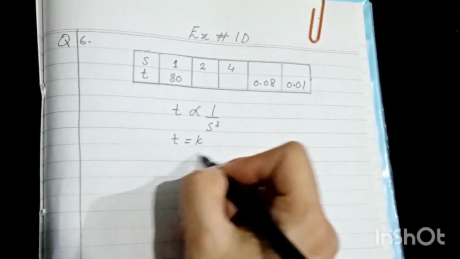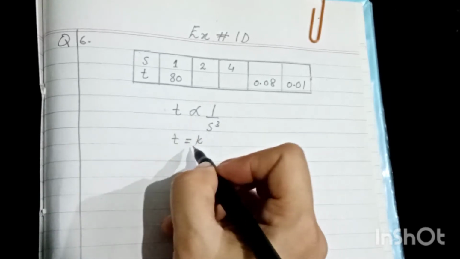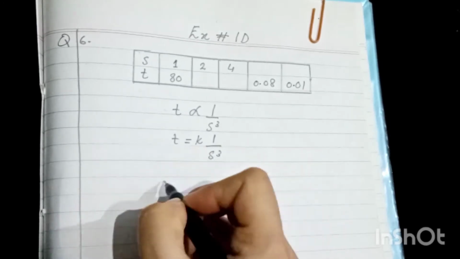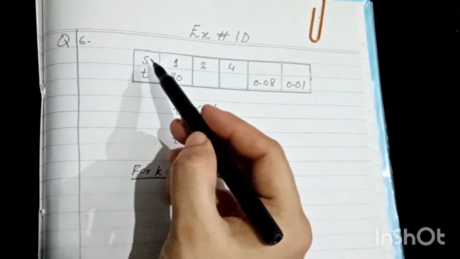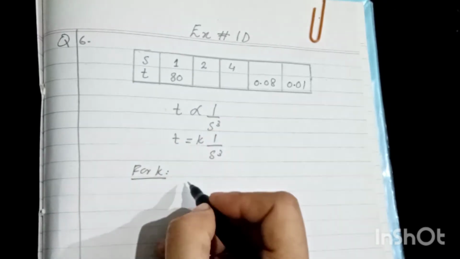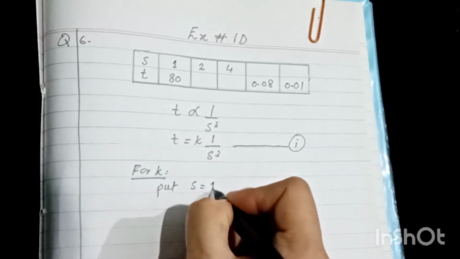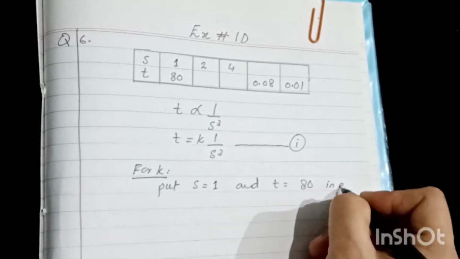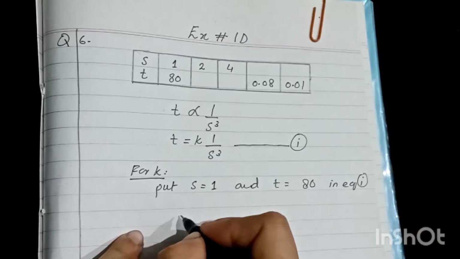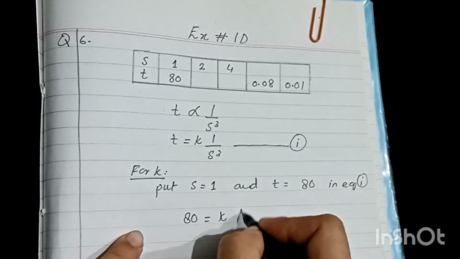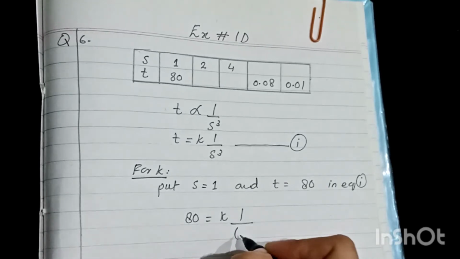So first we have to form an equation by removing the proportional sign and putting equals to with a constant. Where we have both s and t values, we are going to use them for finding k. So this is our equation number 1. Put s equals to 1 and t equals to 80 in equation 1. t equals to 80, k over s cube means 1 cube.